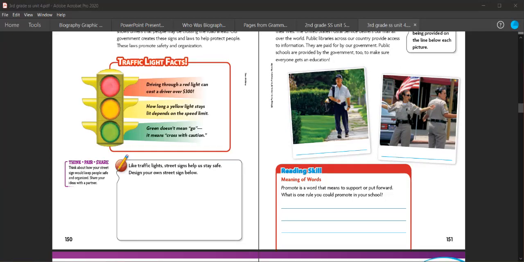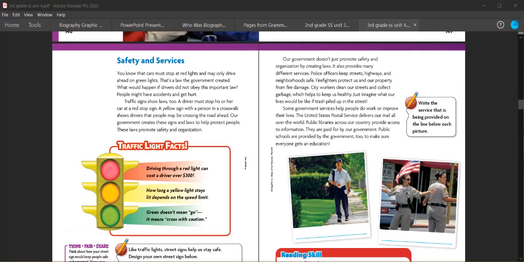In the bottom, it says, like traffic lights, street signs help us stay safe. Design your own street sign below. Draw a picture of your own street sign and then tell me what it does. You can write next to it on the side, what is your street sign used for? Take a minute to complete that, and then we're going to start reading our next section on the following page.